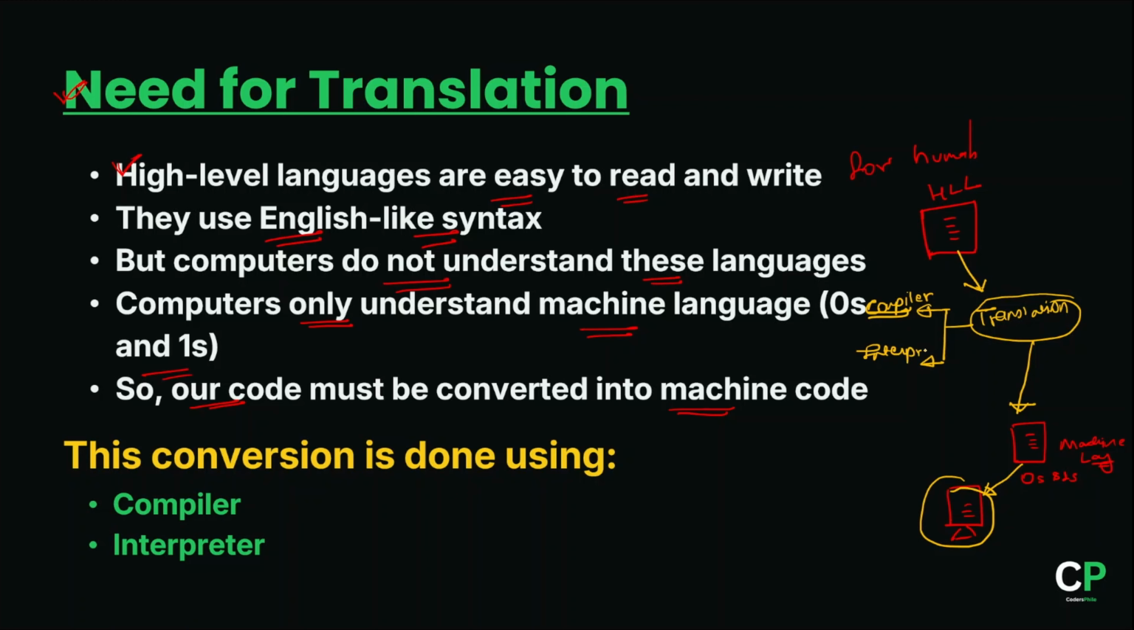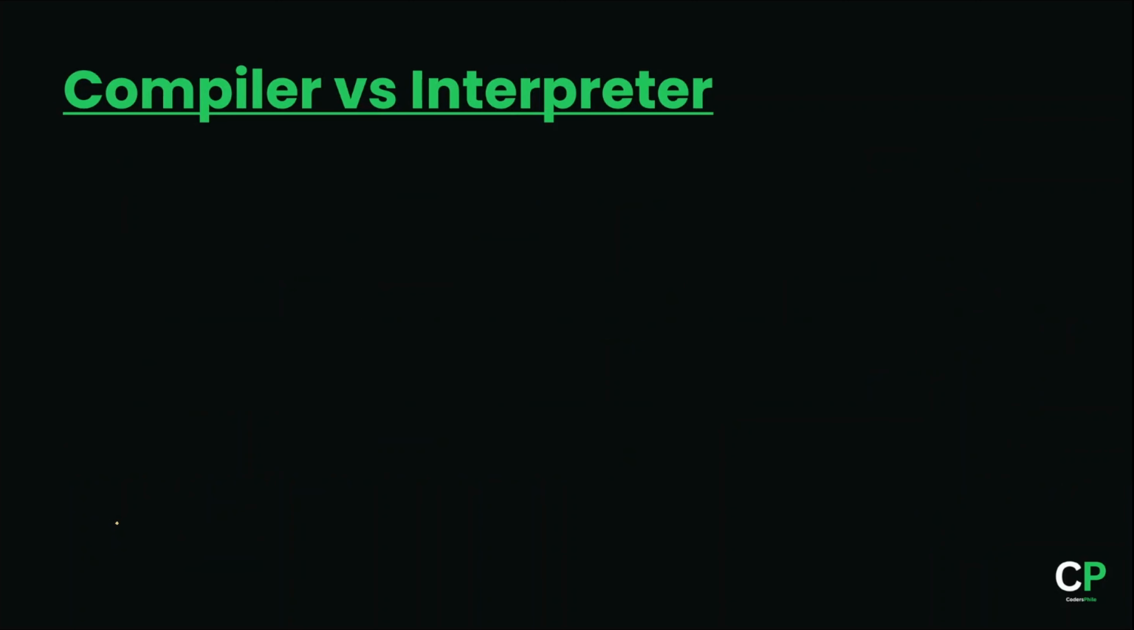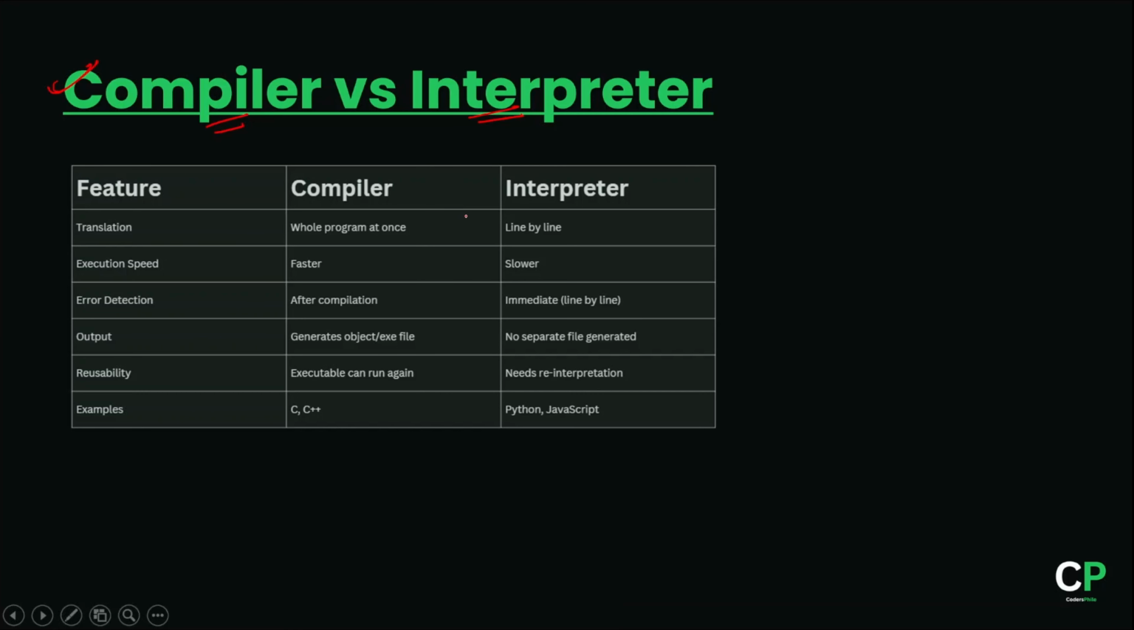So let's see what the difference is between the compiler and the interpreter. Both the compiler and the interpreter convert high level language into machine language so that the computer can easily understand it, but the way they convert it differs.